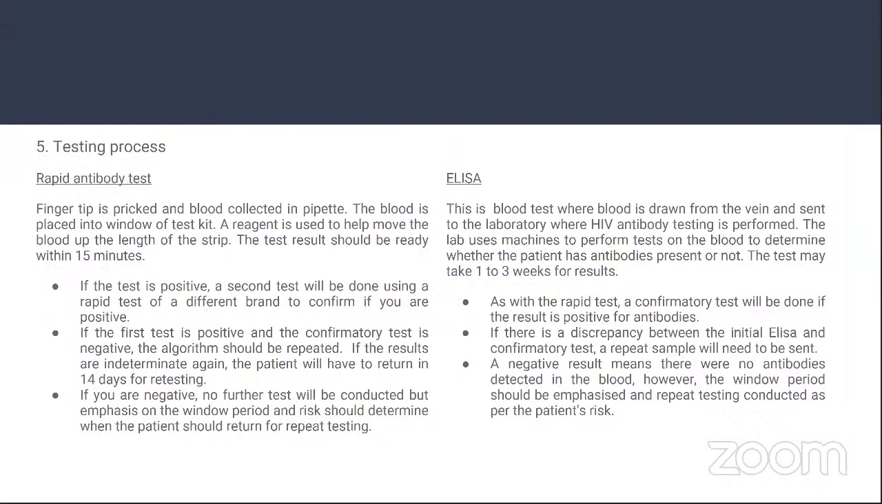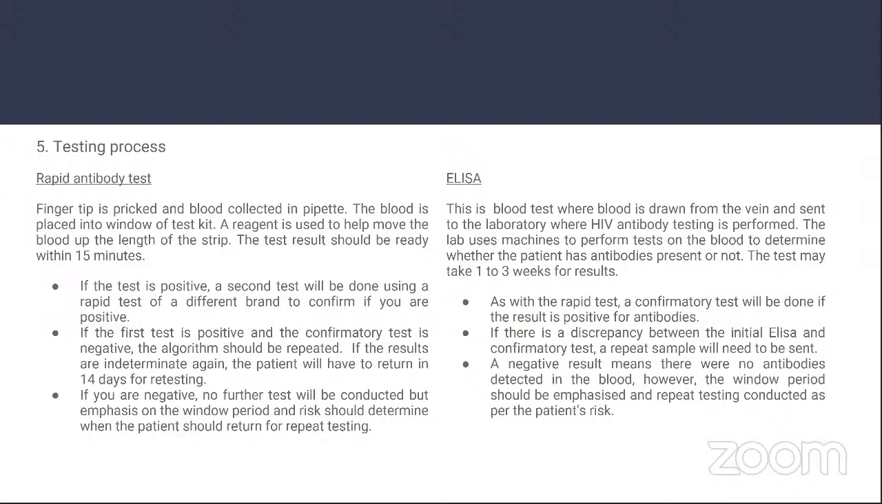So I won't go through the whole slide here, but basically explaining the testing process to the patient. We want to explain what we're going to be doing to the patient. So with the rapid antibody test, it's a finger prick test where a drop of blood is put onto the window of a test kit, and we put a special agent to test the blood. And then we've also got the option of an ELISA, where we do a blood test where we take blood from the vein, it goes into our test tube, and that is sent to the lab.